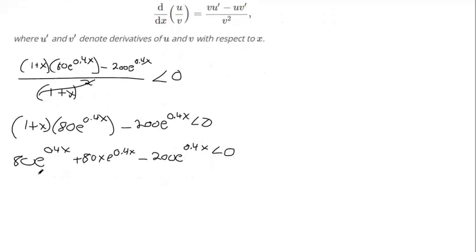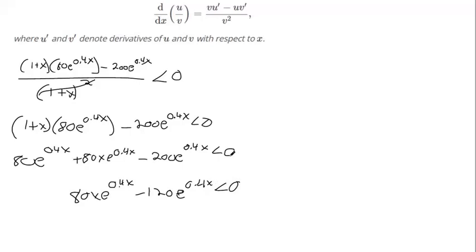And now we can combine like terms. You got 80 e to the 0.4x minus 200 e to the 0.4x. That makes negative 120. So I'll put that over here. You could put it out front. So it's negative 120 e to 0.4x.